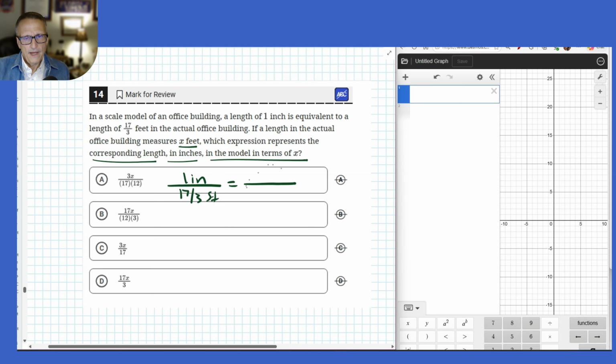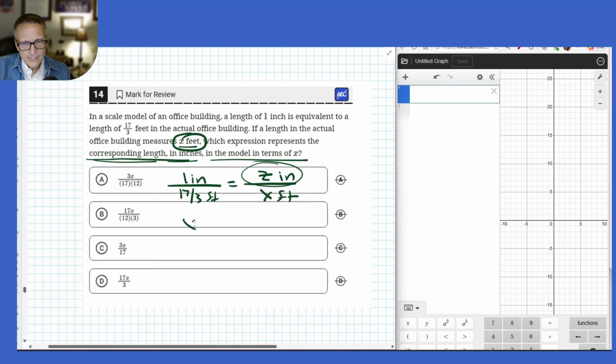Therefore, I'm going to set that equal to another ratio. And they're saying that it's x feet. So since this is feet down here, that would have to be x feet. And it says, which expression represents the corresponding length in inches of the model? Well, that's going to be up here. And I'm going to give that a variable z. I'm going to solve this proportion for z by cross multiplying.